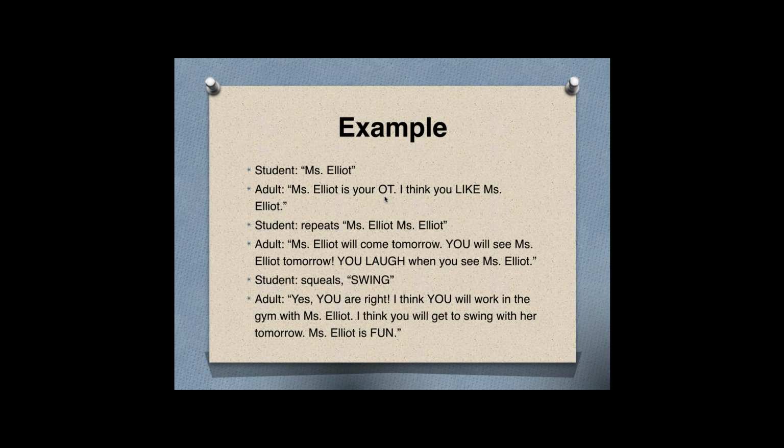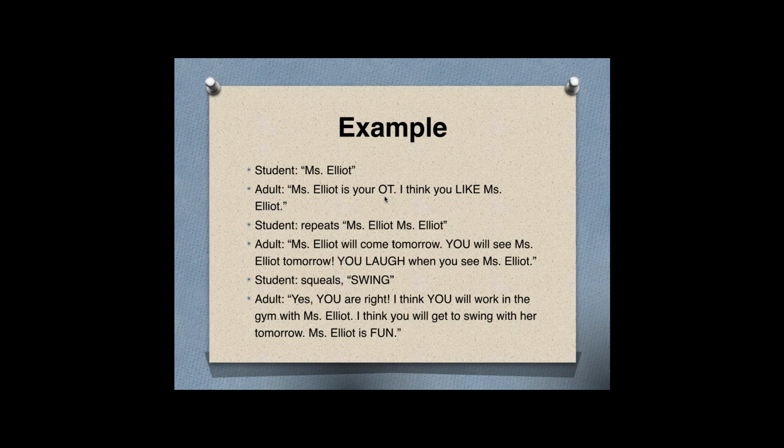Maybe the student expands by using a word like swing: Ms. Elliott, swing. This is something I've seen in so many of our kids, where they're associating that favorite person with the activity, because they know when they see Ms. Elliott, they're going to go to the gym and get to go swing. So the adult says, yes, you're right. I think you will work with Ms. Elliott in the gym and you'll get to go swing. Ms. Elliott is fun.